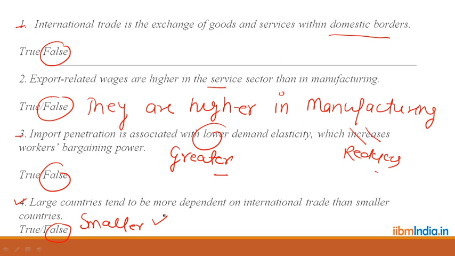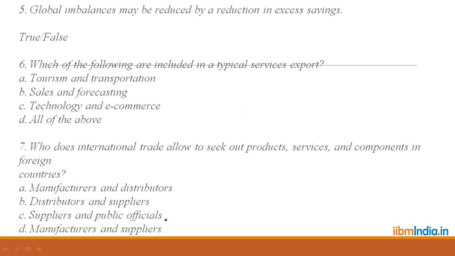But in a large economy, they have very diversified products. They are dependent, but not more dependent as compared to the smaller country. So it's an incorrect statement: the larger country tends to be more dependent on international trade than the smaller country. False.